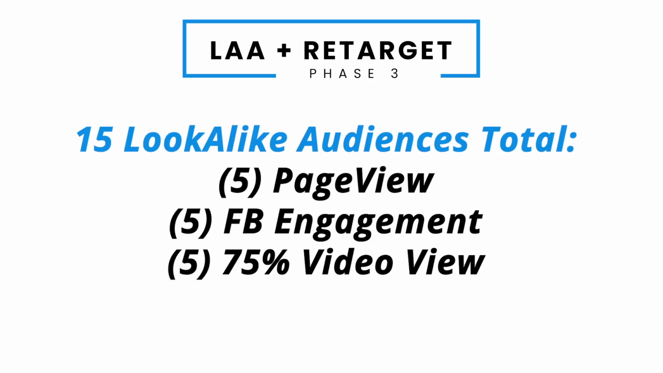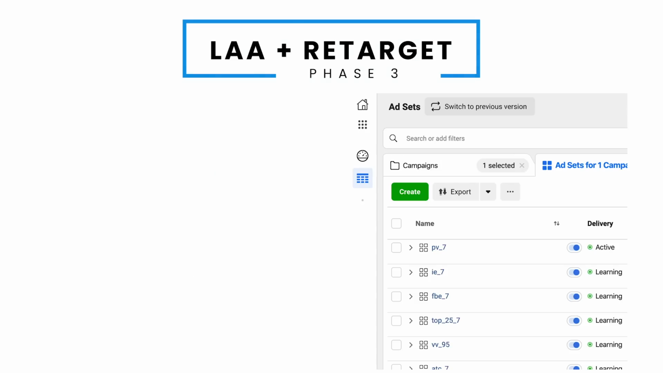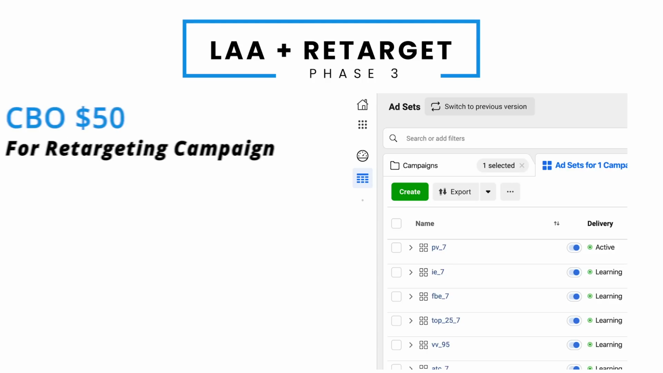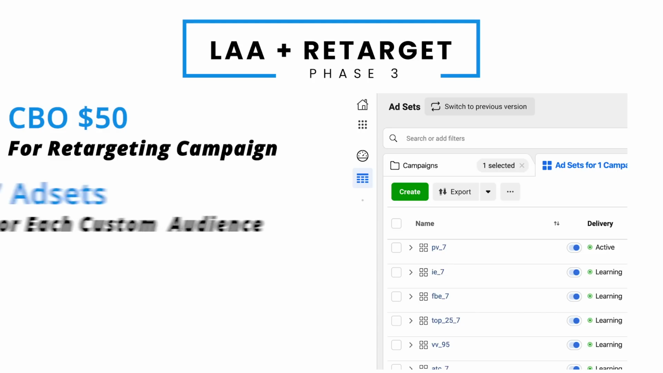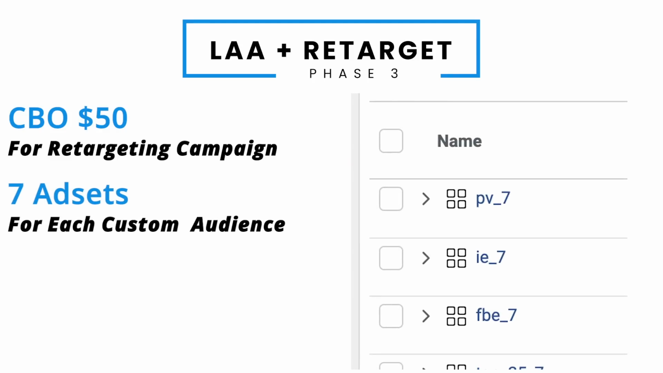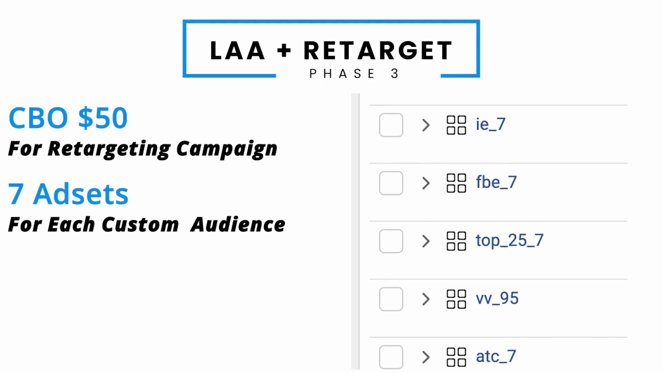Now that we have all of the custom audiences and lookalike audiences we need for retargeting and testing, let's go back to Ads Manager. First, set up a retargeting campaign by creating a campaign exactly the same as the first phase with CBO optimization turned on and a daily budget of $50. Then make 7 ad sets just like the first phase, except this time target one of your custom 7-day retargeting audiences instead of an interest.